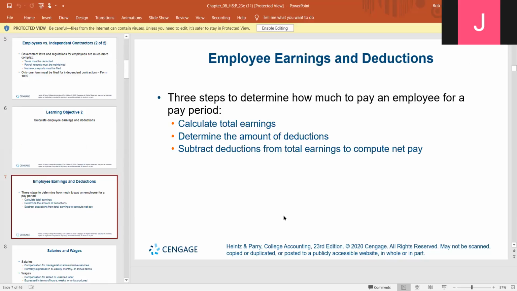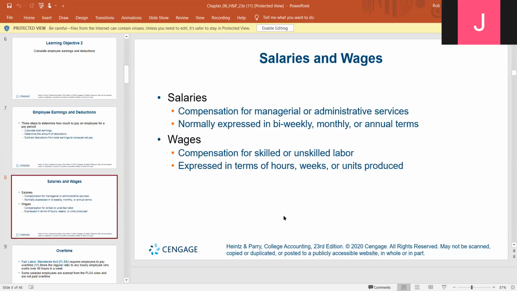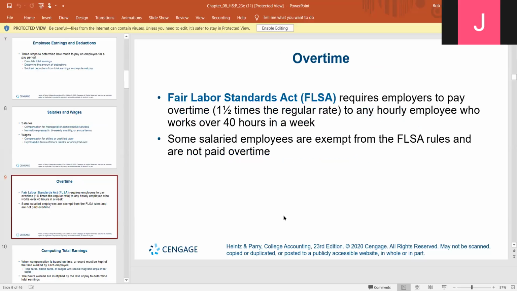Employee earnings: three steps to determine how much to pay an employee for a pay period. We have to know their total earnings and the amount of deductions, and subtract them to get the net pay, okay? What's the difference between salaries and wages? Typically, salaries are managerial, administrative, normally expressed as biweekly or weekly pays. Wages are for people who get paid by the hour, basically. The words are pretty synonymous, though.